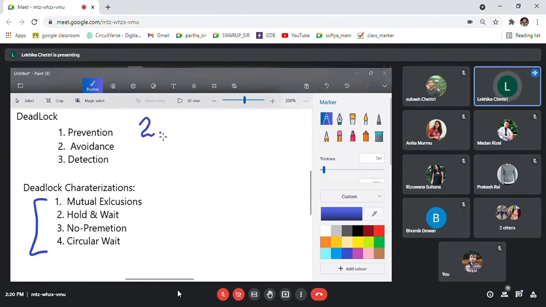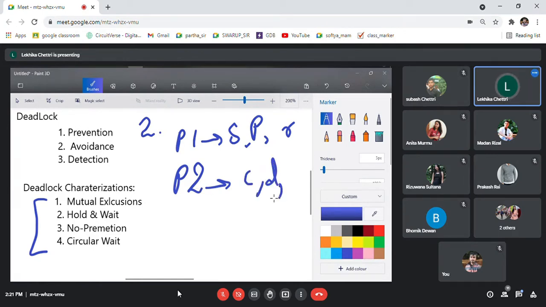Hold and wait. Let us say I have process P1 and process P2. Process P1 is executing. It needs a scanner, a printer, and a variable R. Now P2 is also executing. It needs resources C and D, and it also needs the printer. Let's say I have only one copy of the printer. So now what is P1 doing? P1 is holding resource S, resource P, and resource R.